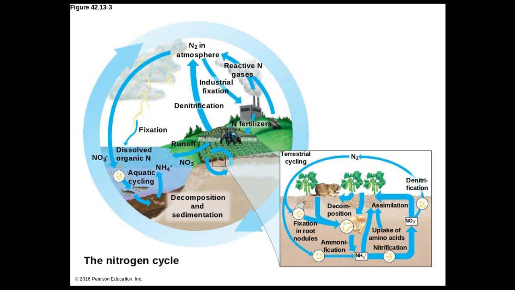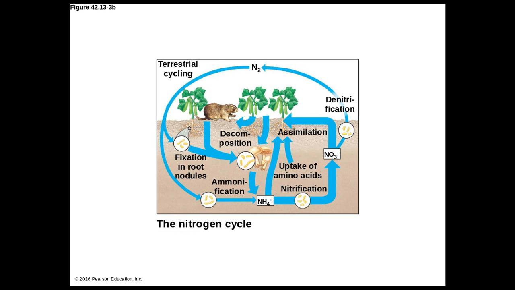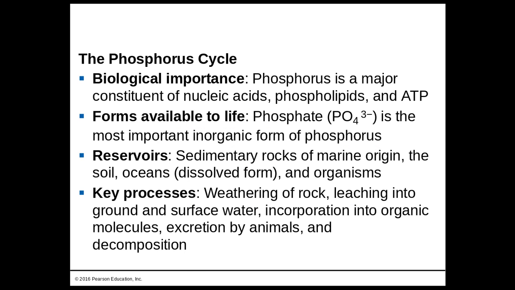And then finally, the phosphorus cycle. So phosphorus is another limiting nutrient. Phosphorus is found in nucleic acids and is very important in phospholipids as well. So phospholipids make up the cell membrane, and ATP. ATP, which we're going to learn about, stands for adenosine triphosphate. There are 3 phosphate groups in there.